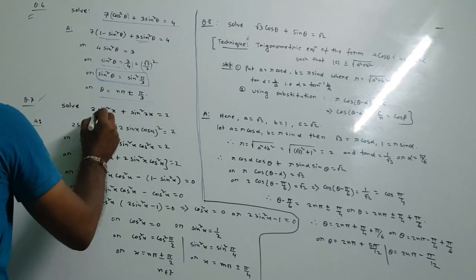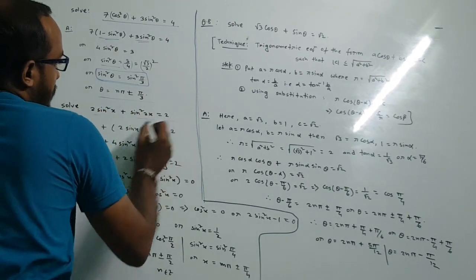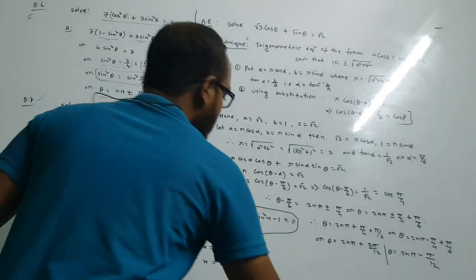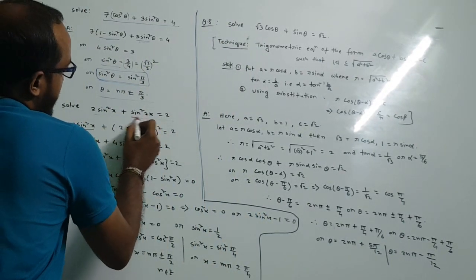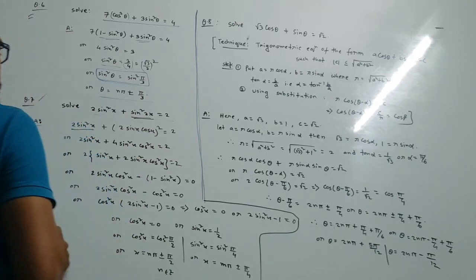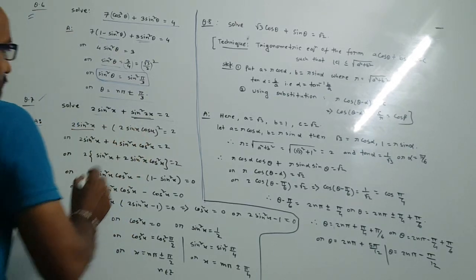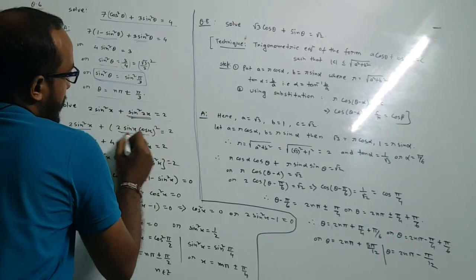Question number 7. Solve 2 sin square x plus sin square 2x equals 2. You see, sin 2 theta equals 2 sin theta cos theta. So sin square 2x would be 2 sin x cos x whole square.